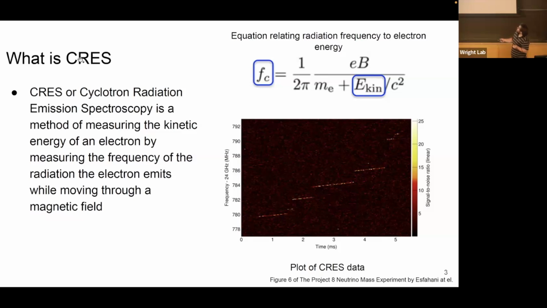And the chirp is just the electron radiating due to the CRES radiation. And then there are scattering events where it will just lift vertically, chirp again, and then scatter again, et cetera, et cetera. And this is the data that we're getting to recreate the kinetic energy of the electrons.